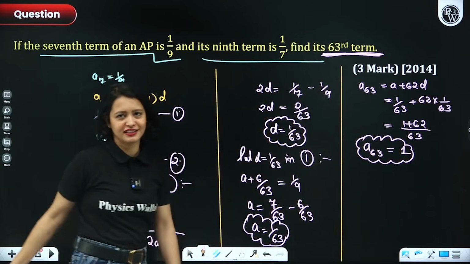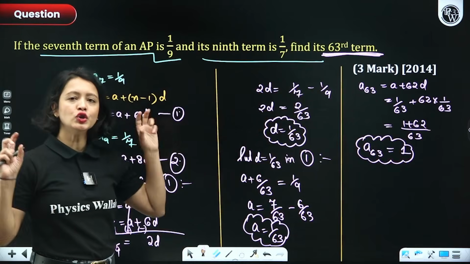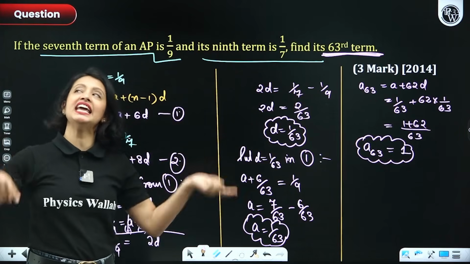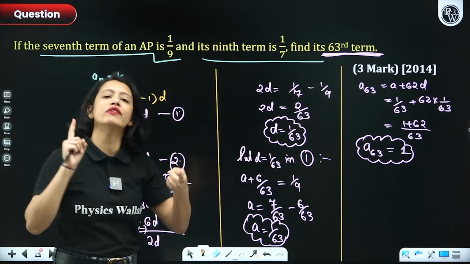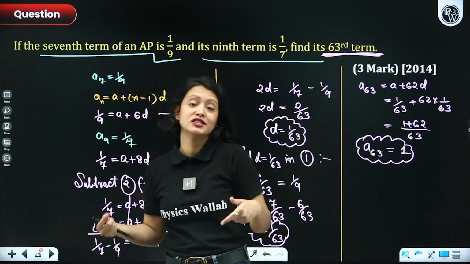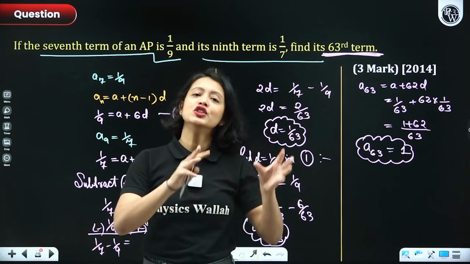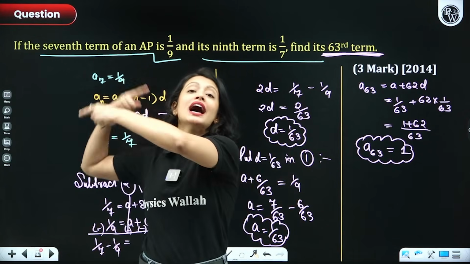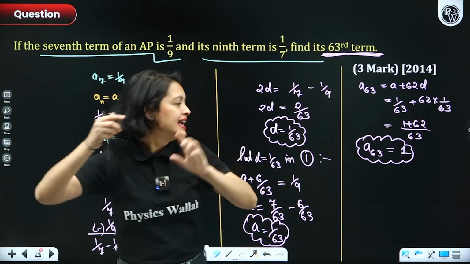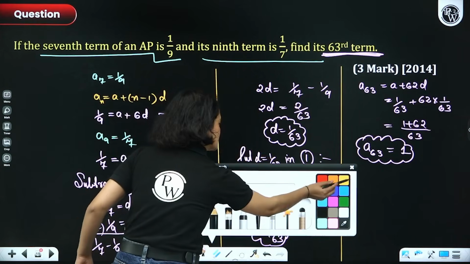This is the final answer. Simple. So remember, guys, whenever two terms of the AP are given and any other term of the AP is asked, you find a pair of linear equations in the variables a and d, solve it for the value of a and d, and then use that a and d to figure out another term's value. Okay? Now here I am going to tell you something interesting also, which you can use in MCQ type questions.